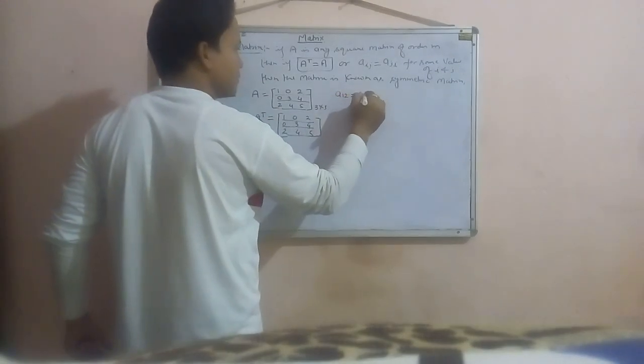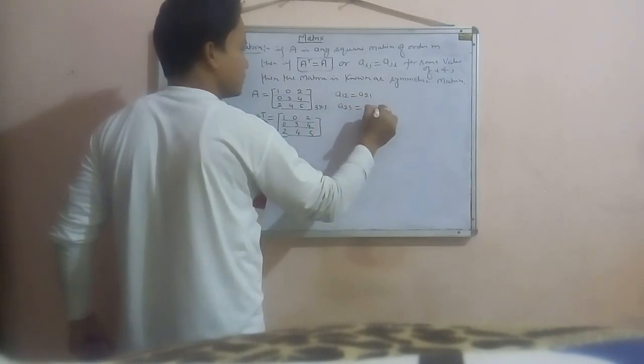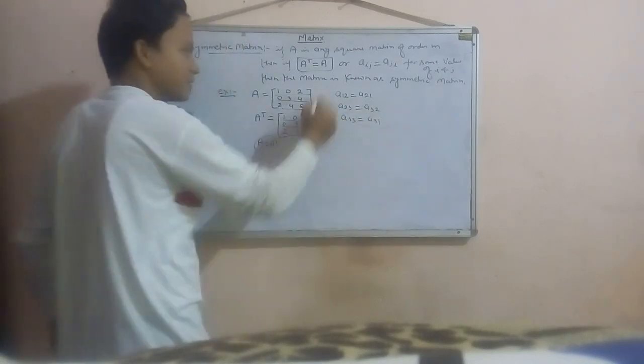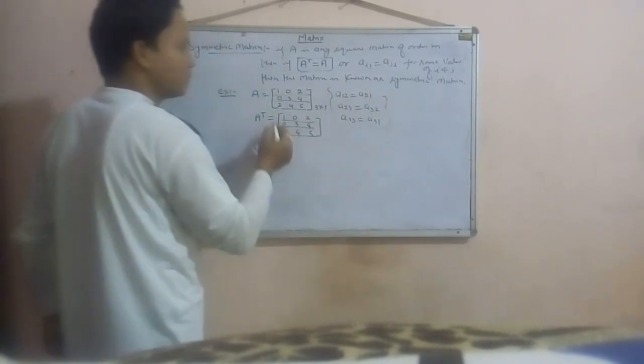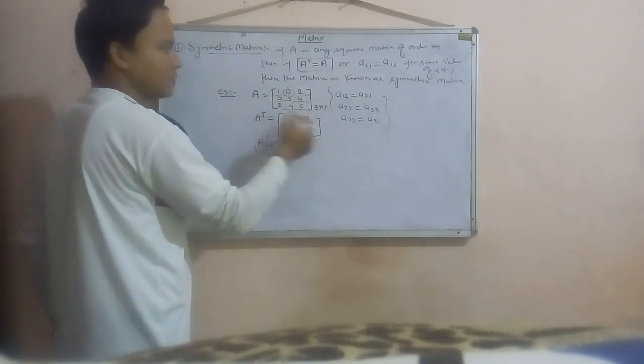And the second condition: A12 must be equal to A21, A23 must be equal to A32, A13 must be equal to A31. You can check these elements. A12, what is the position of first row, second column? First row, second column, this is 0.